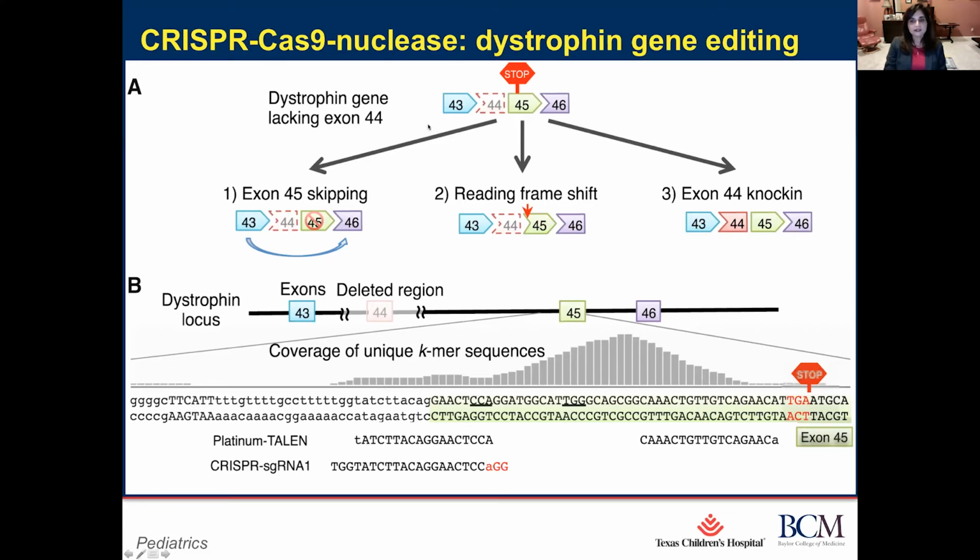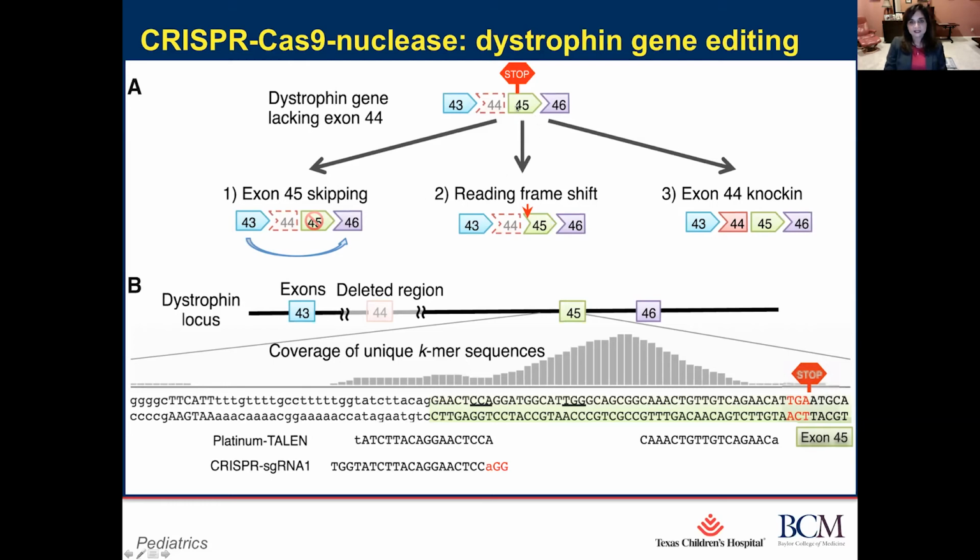This technique can be done in different ways. There are three types of editing you can do. One is, for example, a patient who lacks exon 44. You can see that the frame is going to be changed, and it's going to cause a premature stop codon. So what we can do is maybe skip 45, so the frame can be resumed, and you can make some shortened dystrophin.